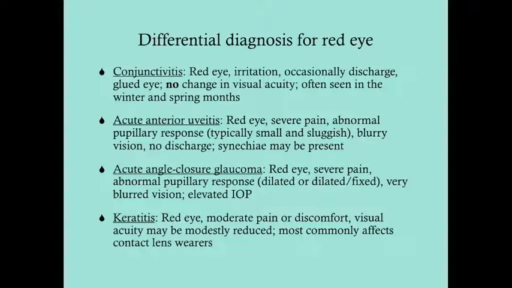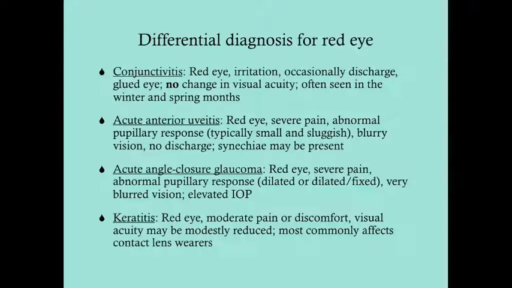And then this pathologic structure called a synechia can be present. All that is, is an adhesion of the iris onto the lens. And that's exactly what it looks like. It looks like a little piece of colored iris that is kind of intruding into the pupil.